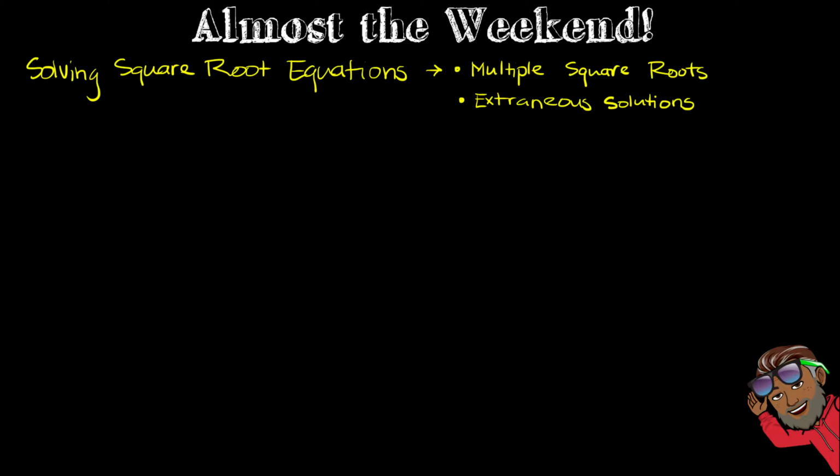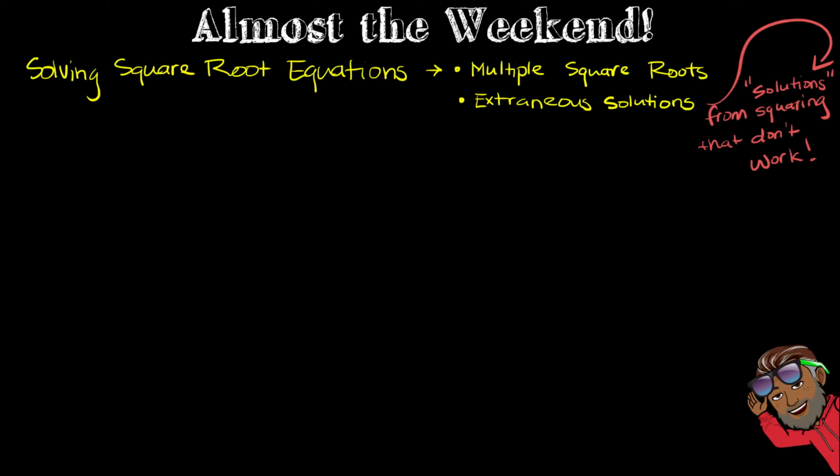All right, the first thing I'd like to talk about is extraneous solutions. Extraneous solutions are the byproducts of squaring both sides of an equation, and they're the solutions that actually don't work. So one more time: if you square both sides of an equation, there is a chance that some of your solutions may not work. The ones that don't work are what we call extraneous solutions.